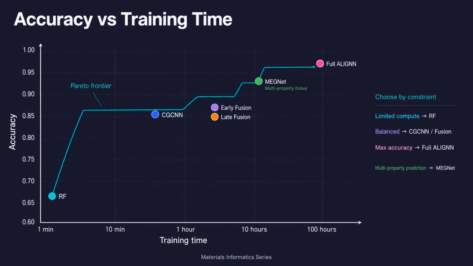The accuracy versus training time trade-off reveals important practical considerations. Random forest is extremely fast but less accurate. CGCNN takes moderate time with good accuracy. Early fusion and late fusion have similar times. Full ALIGNN takes longer for the best accuracy. MegNet takes more time but predicts multiple properties. The Pareto frontier helps identify optimal choices based on your constraints.